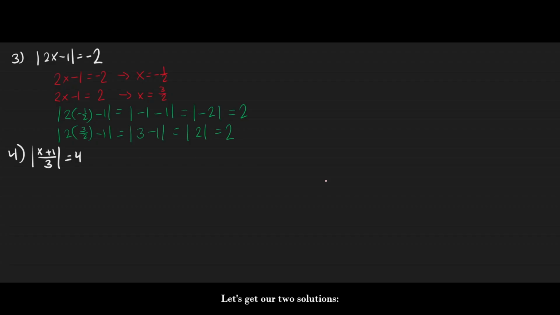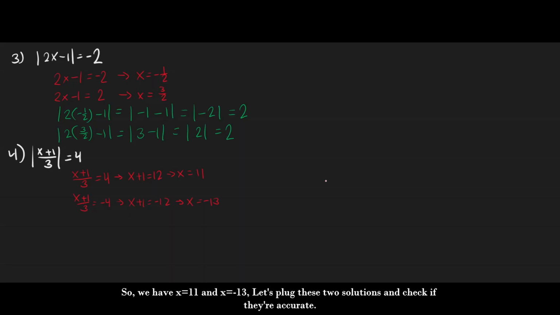First, (x plus 1) over 3 equals 4 implies x plus 1 equals 12, thus x equals 11. And second, (x plus 1) over 3 equals negative 4 implies x plus 1 equals negative 12, which gives us x equals negative 13. So you have x equals 11 and x equals negative 13.